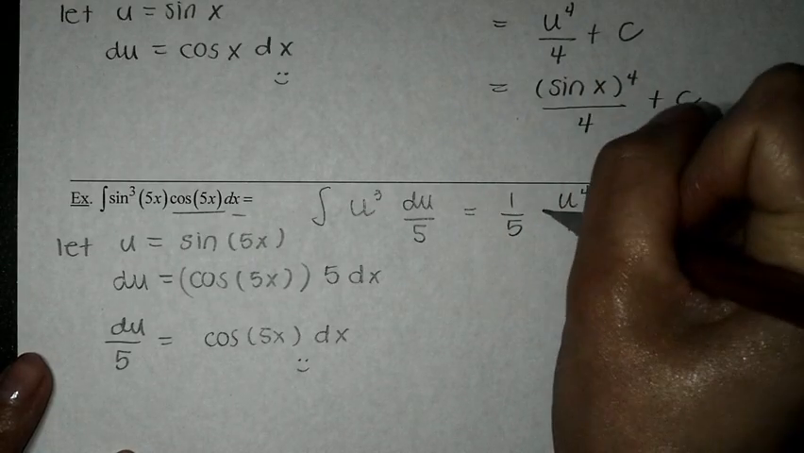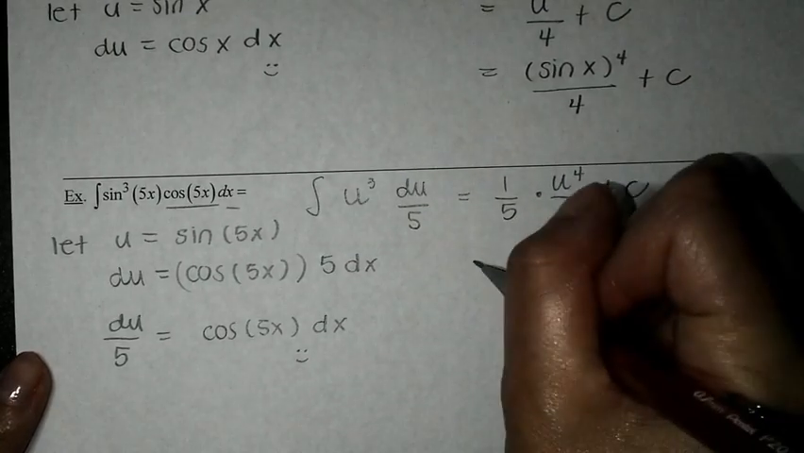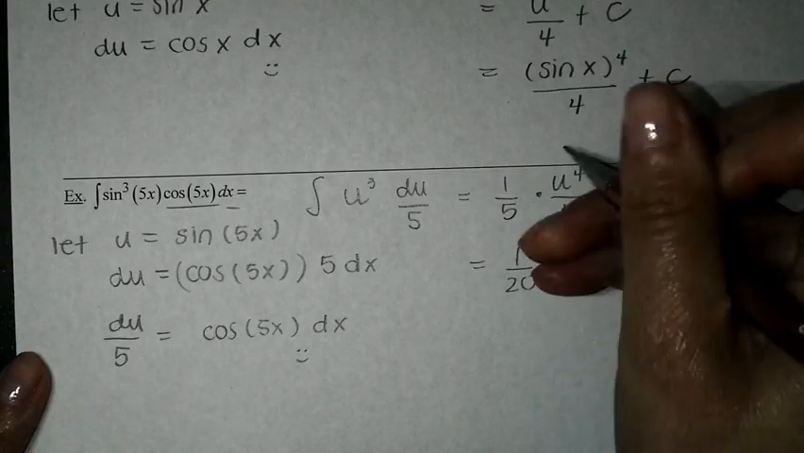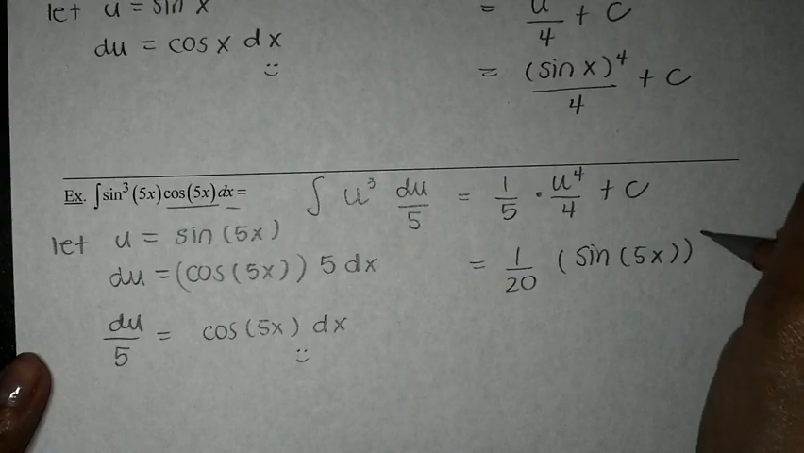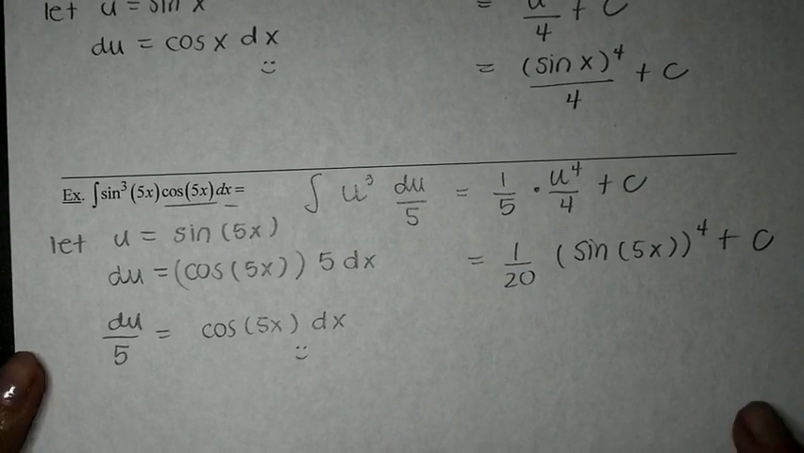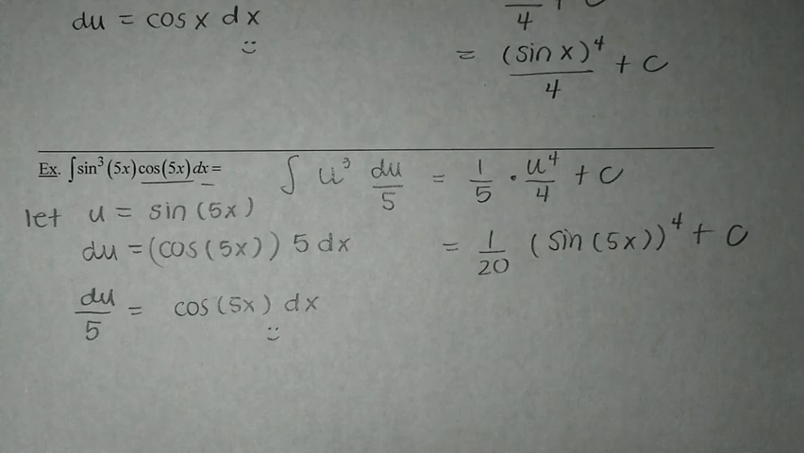Please remember these are multiplying each other. After that, what are we going to do? You have 1 over 20, and then we have sine of, in this case, 5x, all to the power of 4 plus c, and that's what we have for this problem. Do you see it? So it's not that bad. So let's move on to more examples.